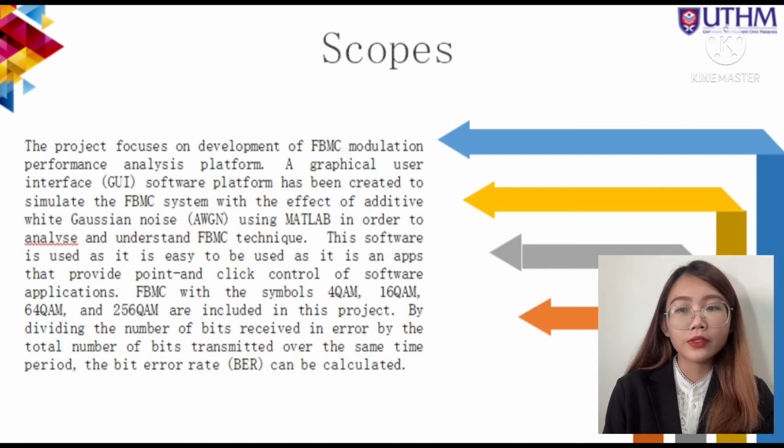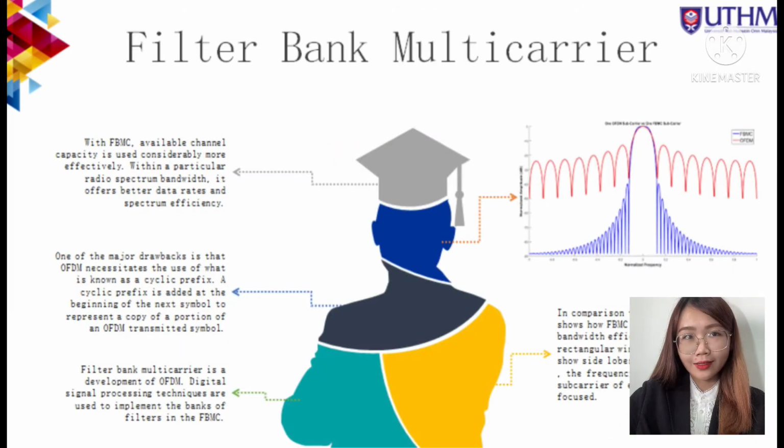FBMC with the symbols 4 QAM, 16 QAM, 64 QAM, and 256 QAM are included in this project. By dividing the number of bits received in error by the total number of bits transmitted over the same time period, the BER can be calculated. Let's proceed to the next slide.